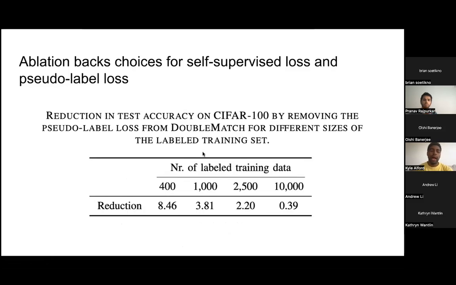There we go. And then for the pseudo label loss, they studied the reduction in test accuracy on CIFAR 100 by just completely removing the pseudo label loss and looking at the test accuracy for different amounts of labeled training data. And so for the larger amounts of labeled data, they saw taking out fully the pseudo label loss resulted in only a 0.39 reduction in accuracy, whereas when there are fewer labels, for example, 400, there's a lower accuracy, so a higher reduction in accuracy.